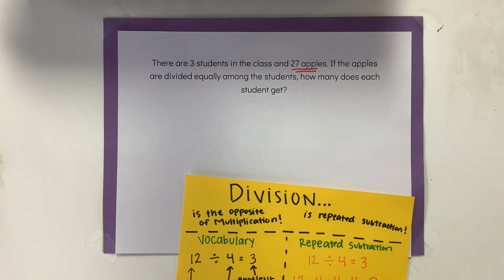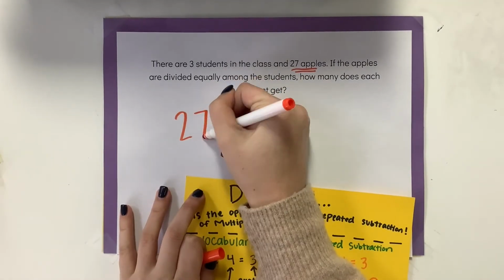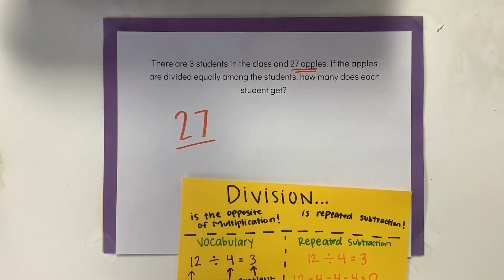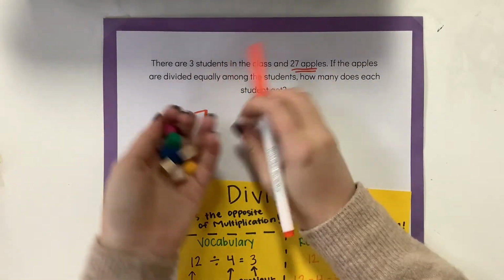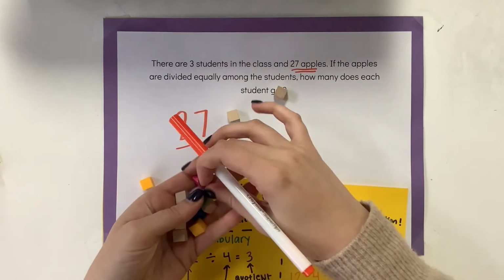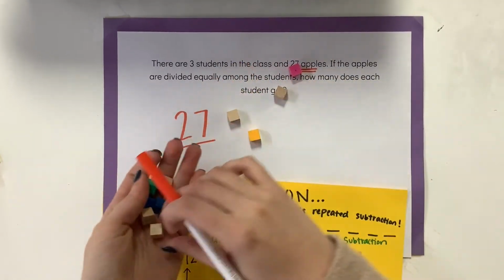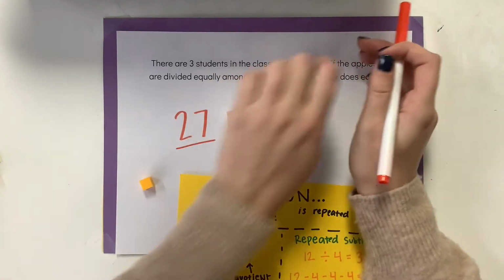Hopefully you said 27. That is our dividend because that is our total number of apples. That is the thing that we are dividing, right? So whatever it is that we are splitting up and dividing and sharing in equal groups, that is our dividend.